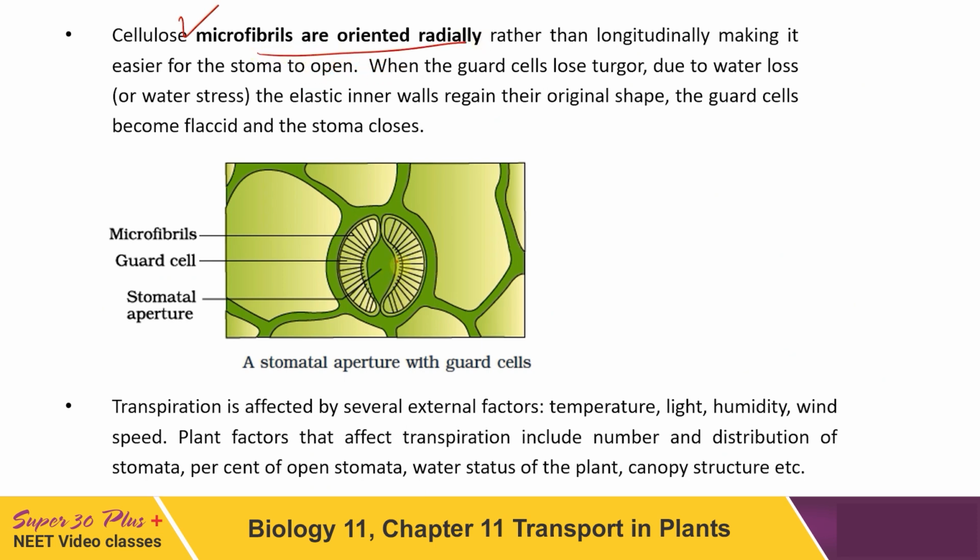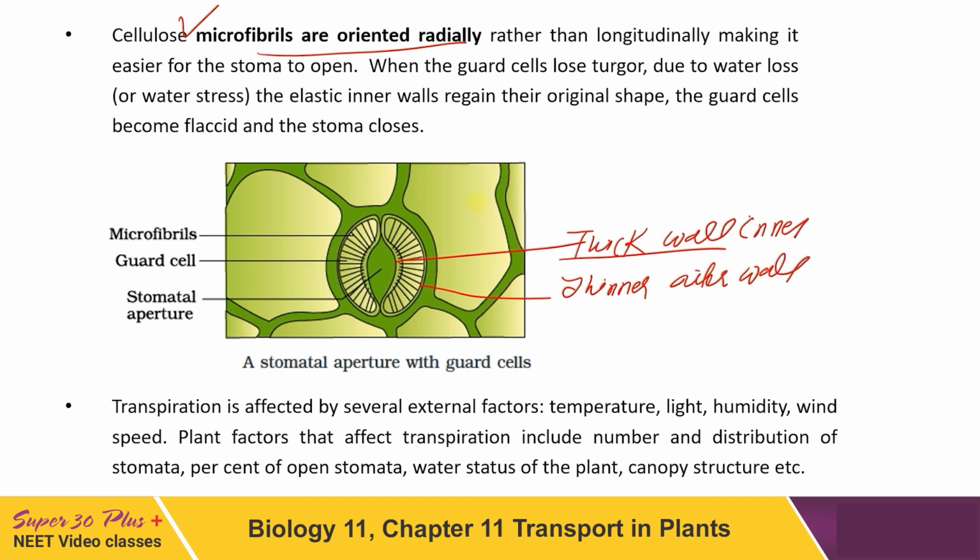This one is the thick wall of the guard cell, the inner one, right? This is the outer one, the thinner wall. And these are the nearby cells of the guard cells. These are known as subsidiary cells.